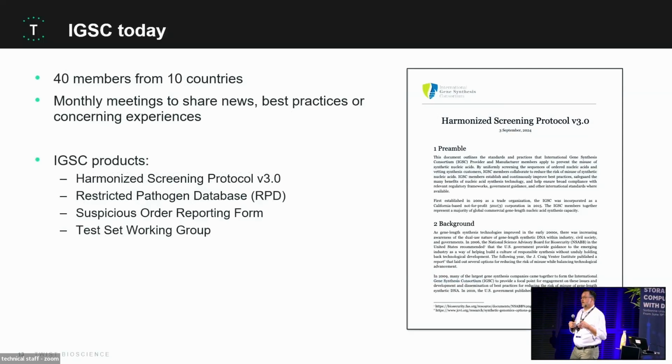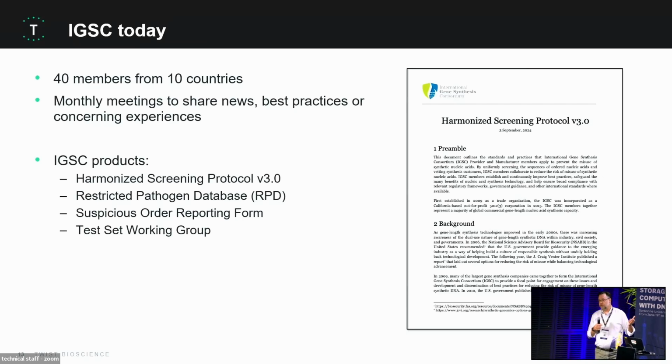So the IGSC today, we have monthly meetings, we share best practices, we share concerning experiences. So if anyone has a customer that approaches them, the goal here is to prevent venue shopping. You don't want to have customers just look around and try and find the lowest common denominator. The IGSC produces this harmonized screening protocol. We try and teach everyone, here's how to screen uniformly. We provide data resources like what we call the restricted pathogen database, suspicious order reporting forms.